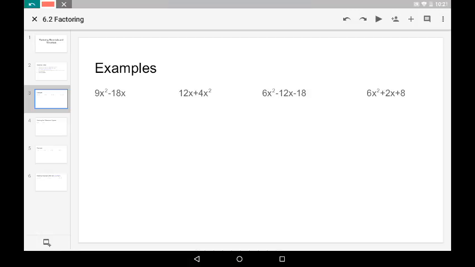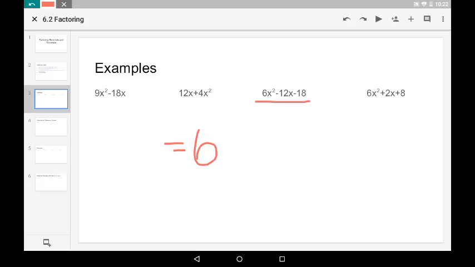Now let's say we have a trinomial like this one, 6x squared minus 12x minus 18. So I have to look now at all three terms. What can I take out of all three of these terms? Well, let's look at the numbers first. We have 6, 12, and 18. Right away I see I can take 6 out of all of those.